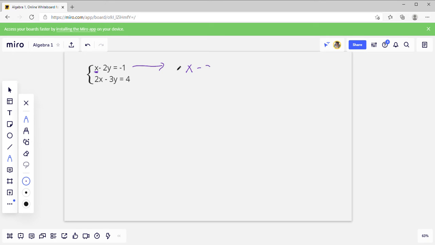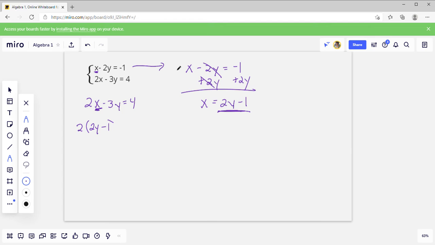I've got x minus 2y equals negative 1. So if I just get rid of this 2y by moving it to the other side, I'm going to have x equals 2y minus 1. All right, now I have an x value that I can substitute into this other equation. So I've got 2x minus 3y equals 4. When I get to this x, I need to put in this value. So 2 times (2y minus 1) minus 3y equals 4.